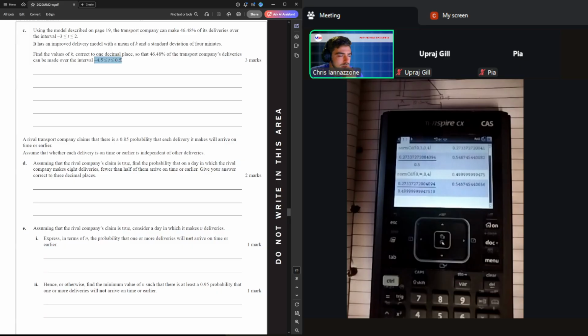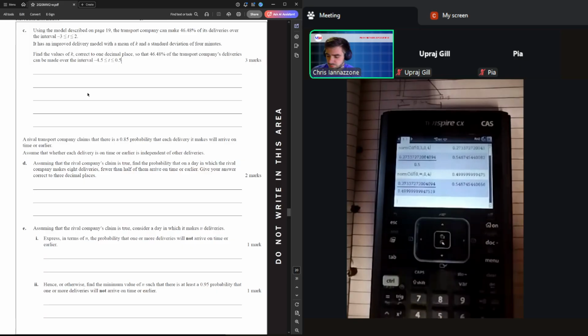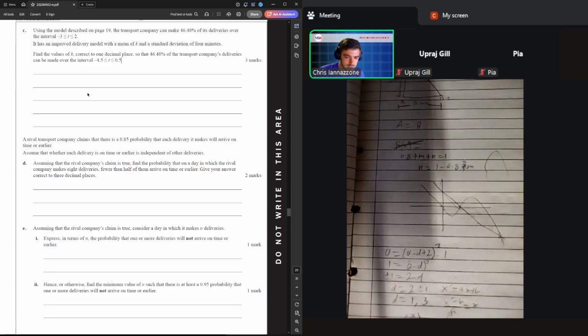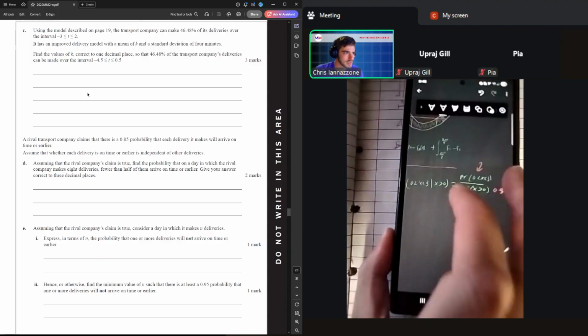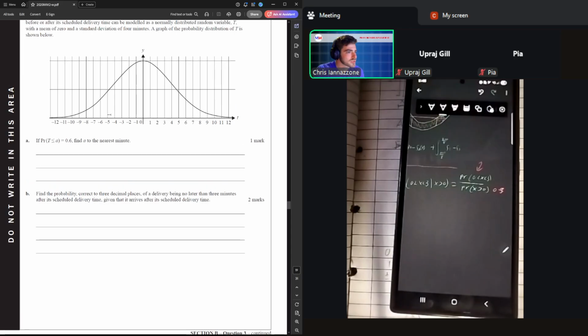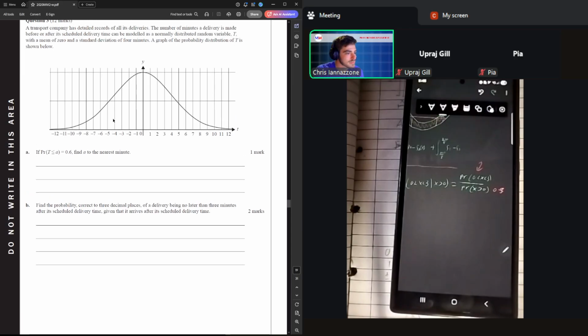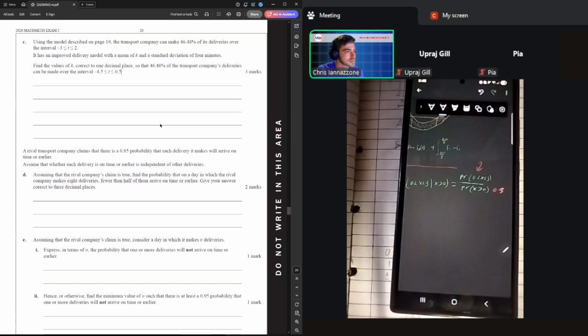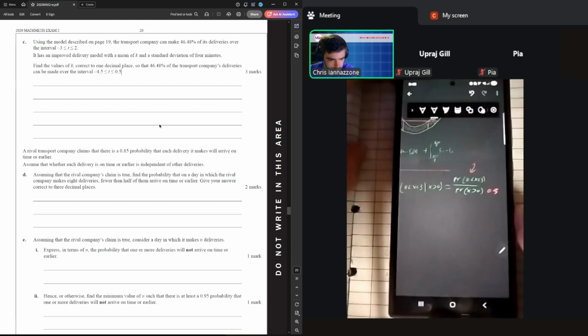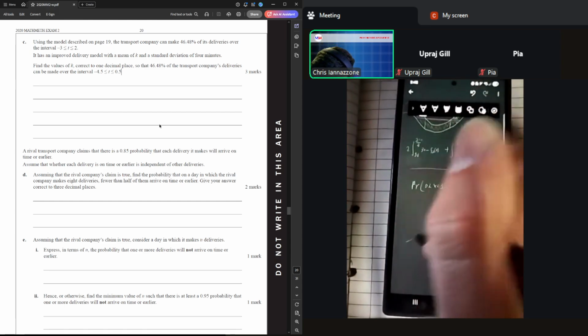That's curious. So we're trying to figure out what k values would take us from having 46.48% between -3 and 2, and now shifting that to be -4.5 and 0.5. One of the easier ways of going about this would be to get a picture going. We kind of already have a picture, so in the real exam you would probably be drawing something on that. Here we're just going to eyeball it, which is not hard at all.